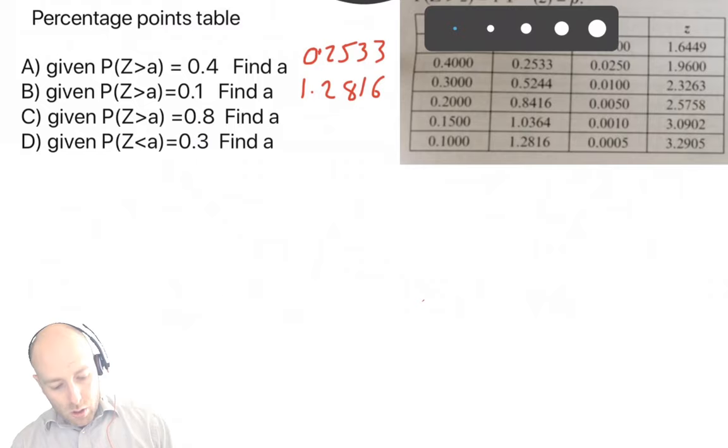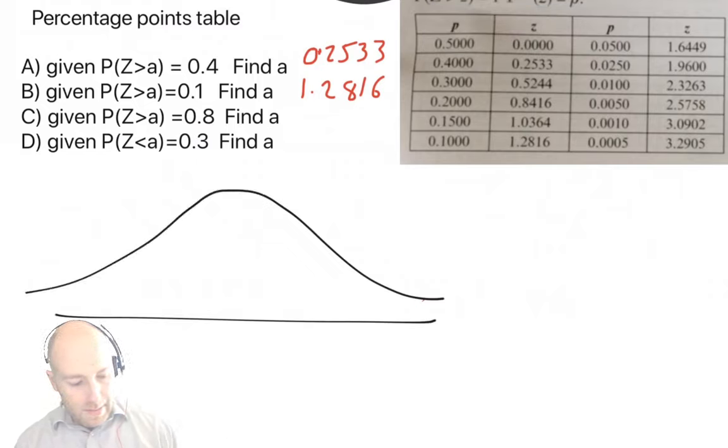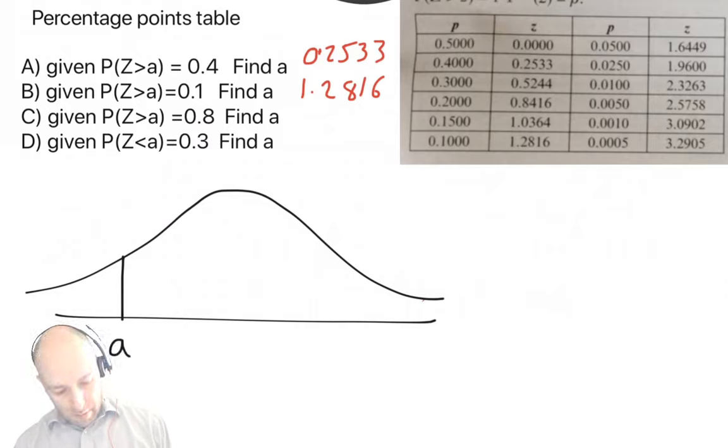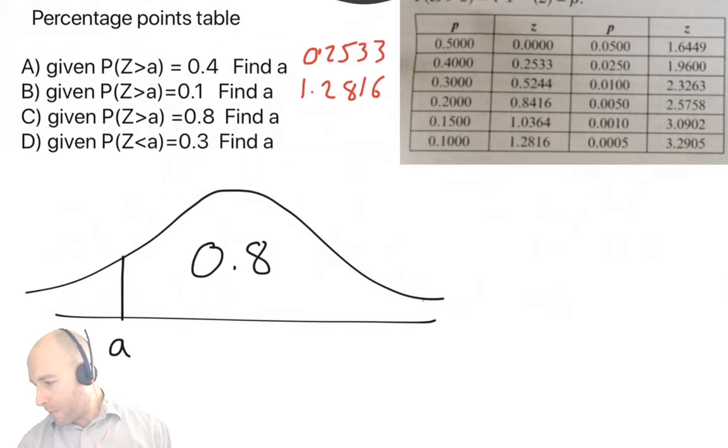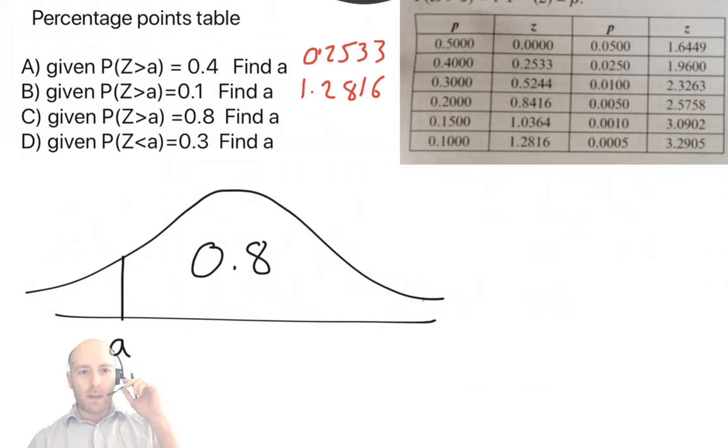So do a sketch. Probability Z is greater than A is 0.8, so A this time is down here. Then we've got all this area. All right, so I've done a sketch for part C. I know the probability Z is greater than A is 0.8, so that's why all this area is 0.8. A must be down here.